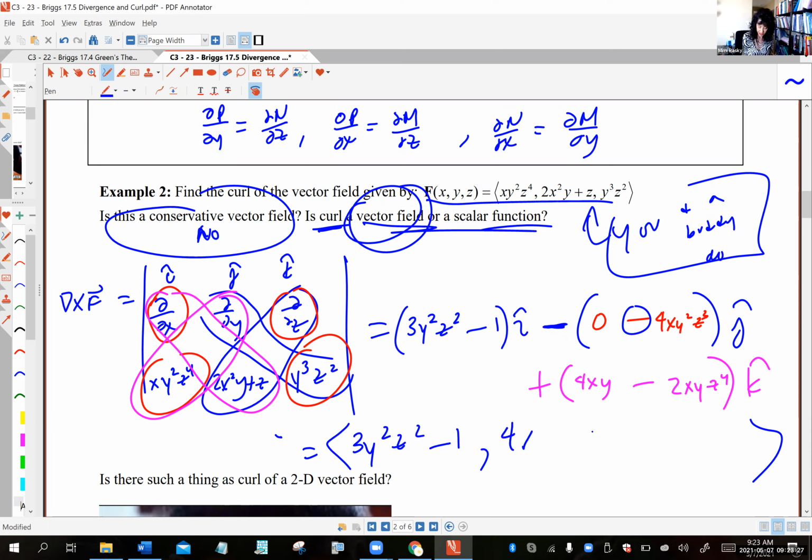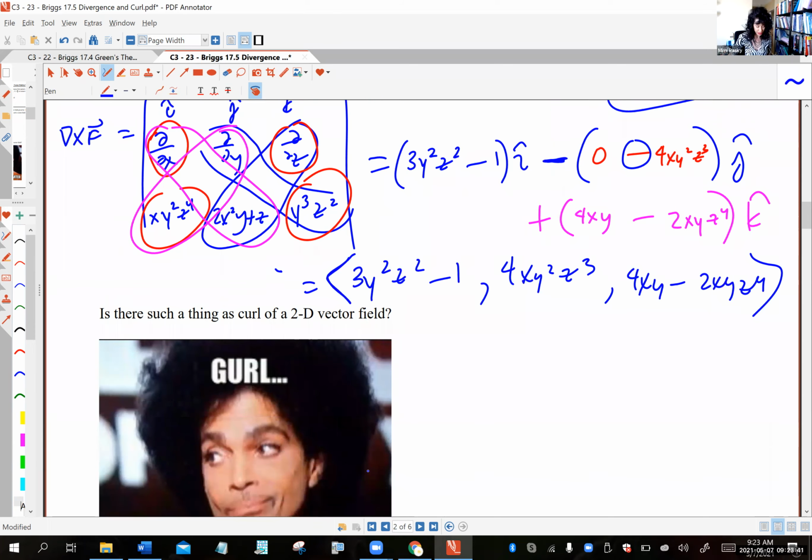And this is a vector field because it's a vector. It's not a scalar function, that's for sure. You've got i, j, k involved, so it's a vector. Okay, so we're done with that, and I hope you got something, and here's my meme.